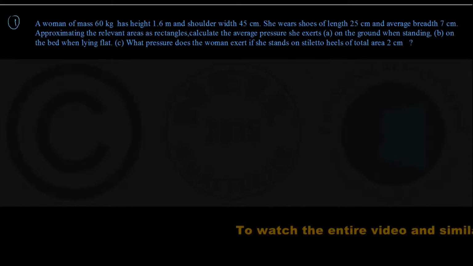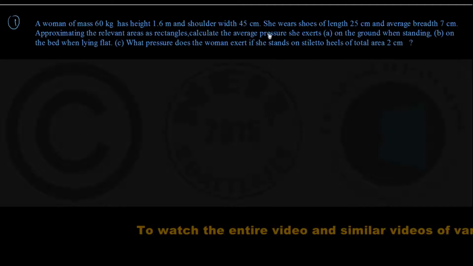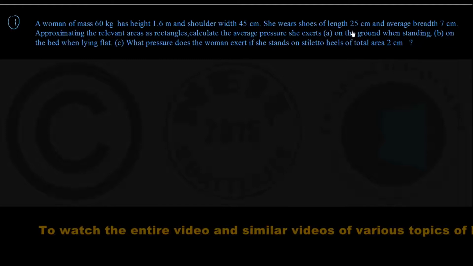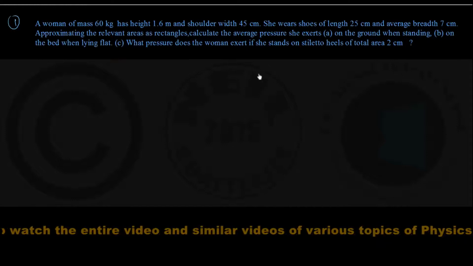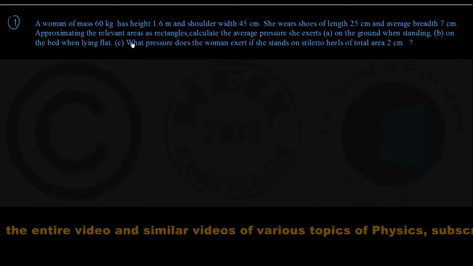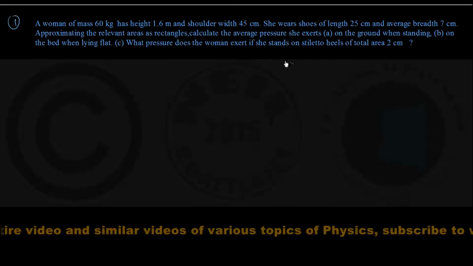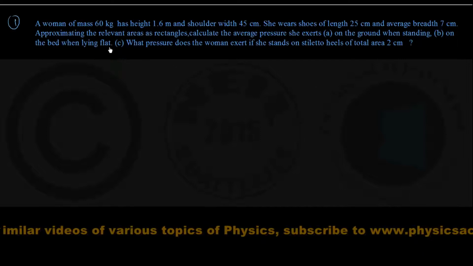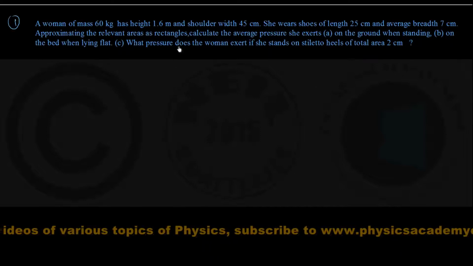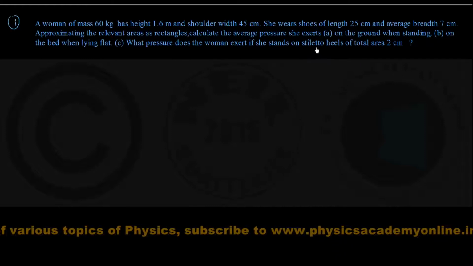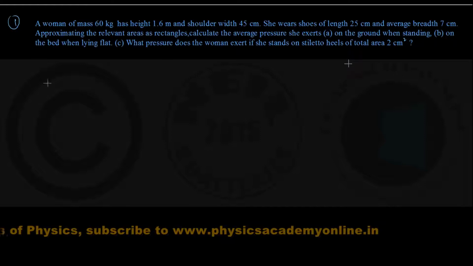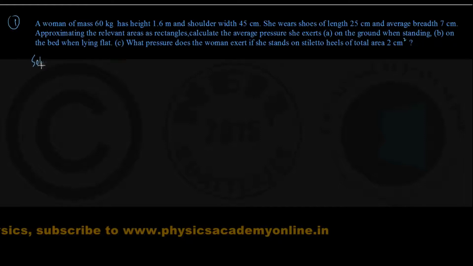Problem 1 is telling: a woman of mass 60 kg has height 1.6 meters and shoulder width 45 centimeters. She wears shoes of length 25 centimeters and average breadth 7 centimeters. Approximating the relevant areas as rectangles, calculate the average pressure she exerts on the ground when standing, on the bed when lying flat. In part C, what pressure does the woman exert if she stands on stiletto heels of total area 2 centimeters square? A funny question that requires some imaginative approximation.